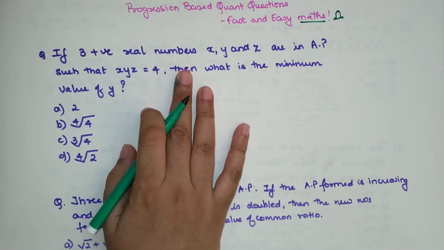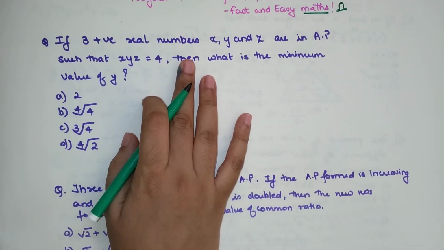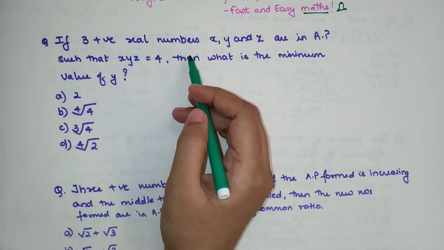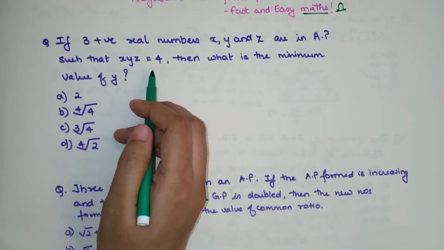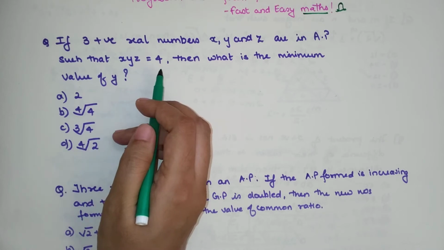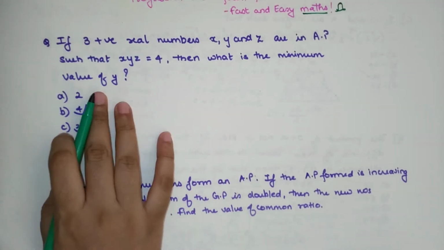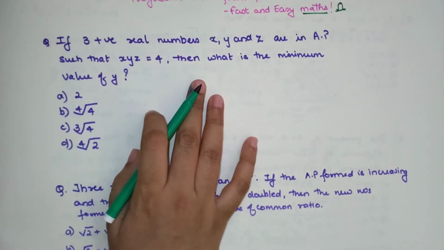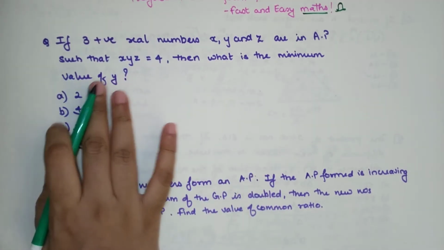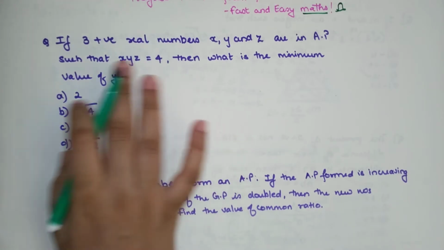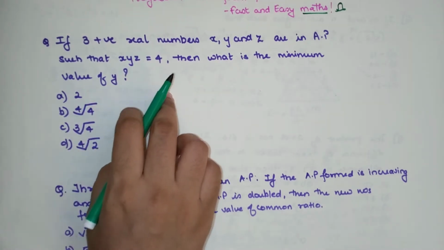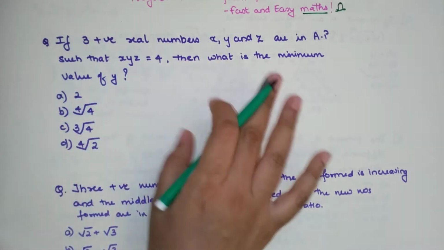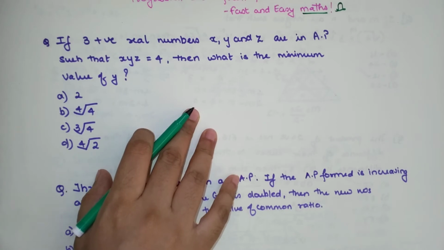Okay, so let's talk about the first question, which is: if three positive real numbers x, y, and z are in AP such that x into y into z is equal to 4, then what is the minimum value of y? Trust me, students, this is one of the easiest questions which anybody could have asked. So if any of the exams asks this kind of a question, I would recommend that you go ahead and try it out. I'm telling you, you will hardly make any mistake, especially after watching what I'm going to show you.